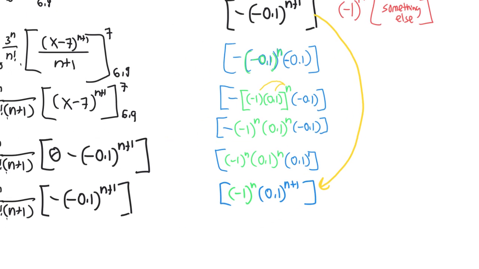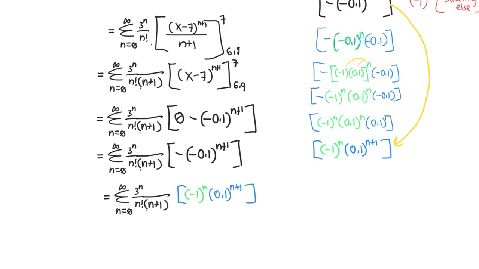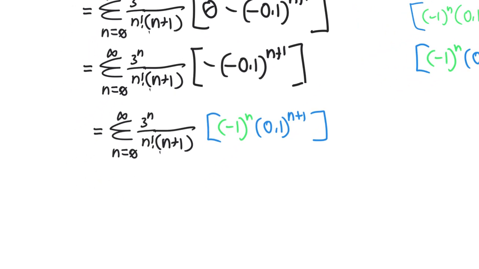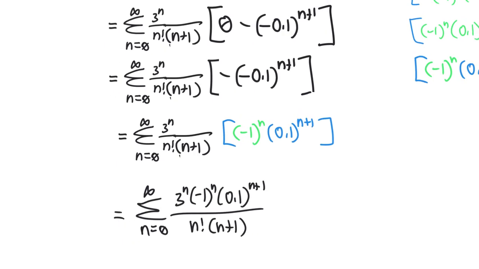So this goes here. So I'll just put it there. Okay. And consolidating that further would be 3 to the n, negative 1 to the n, 0.1 to the n plus 1 all across the top, n factorial n plus 1. Okay.